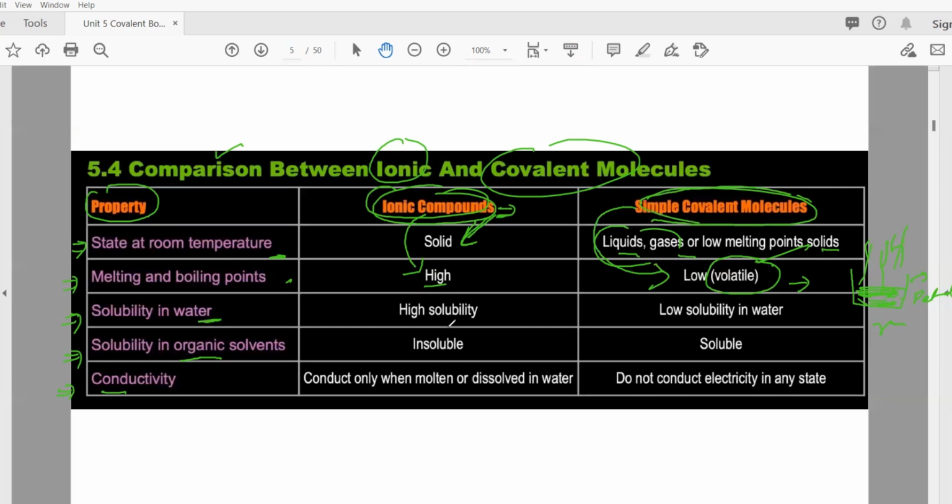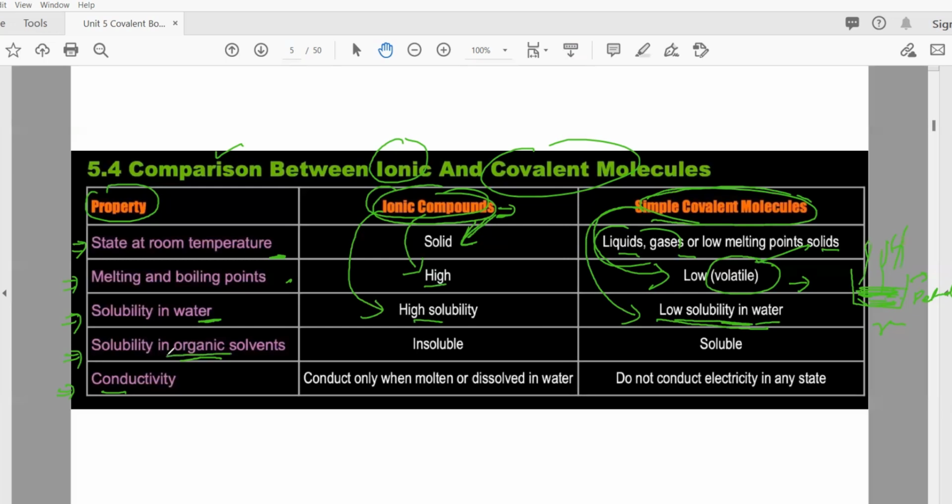Solubility in water. Ionic compounds are highly soluble. It means if you mix them with water, most of them are completely soluble in water. If you talk about covalent compounds, they are not as soluble as the ionic compounds. So their solubility is really low in water.